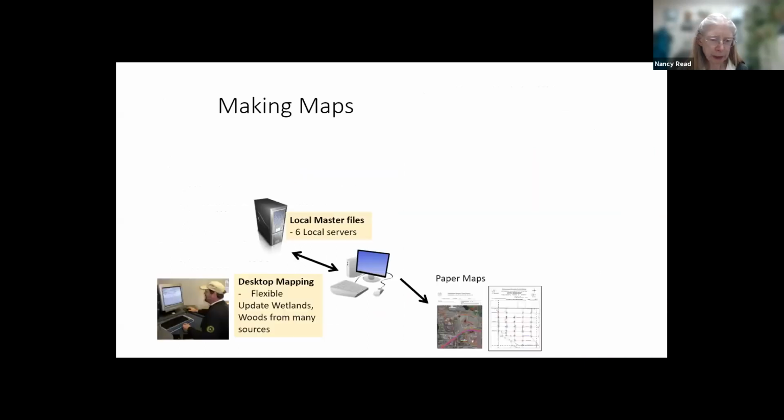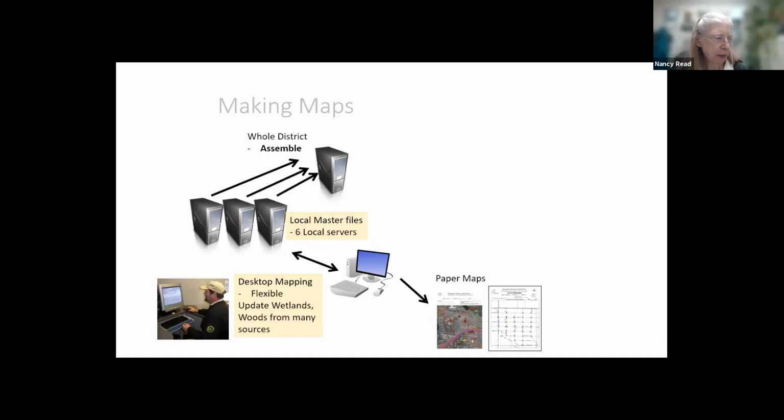So a little bit more about our total ecosystem. Desktop mapping has been our mainstay for years. It's flexible. Our field staff use that to update wetlands and wooded area boundaries from many sources. They'll create their paper maps with that. And then we have 6 different field offices. So all of those individual files are then pooled for the whole district.